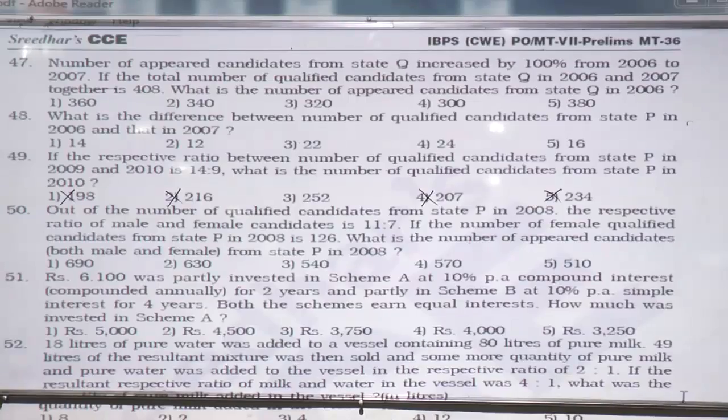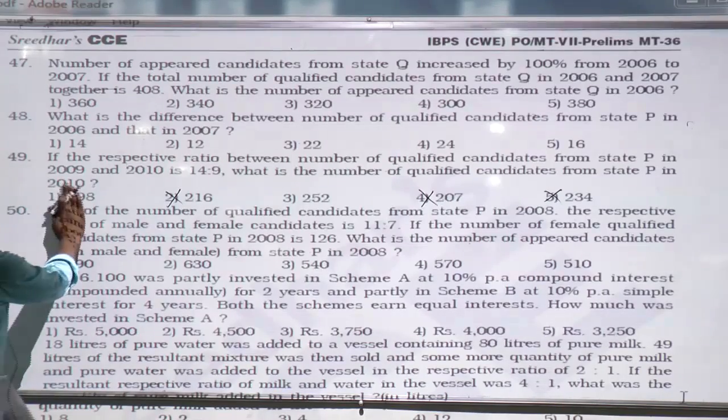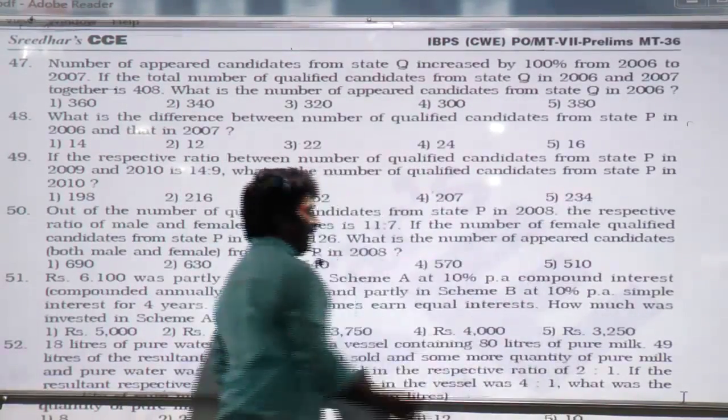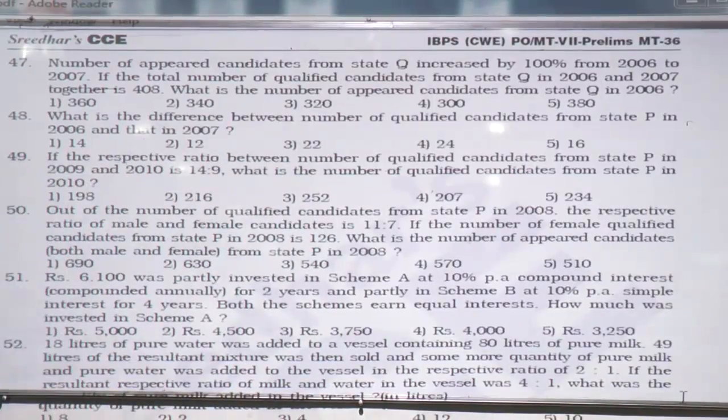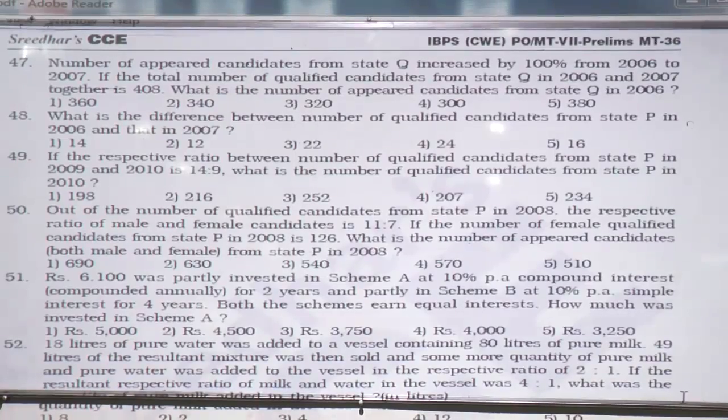ఏమడిగారు? What is the number of qualified candidates from state P in 2010? మరి ఇందాక నుంచి చెప్పవచ్చు కదా కష్టపడితే. All are 9 multiples, right? So you cannot cancel, you have to do it.